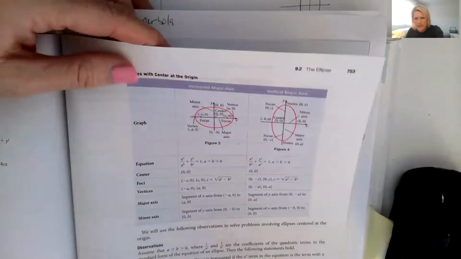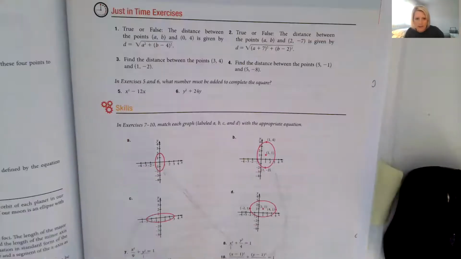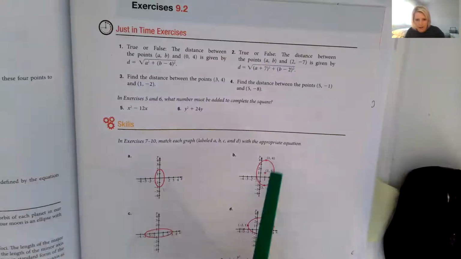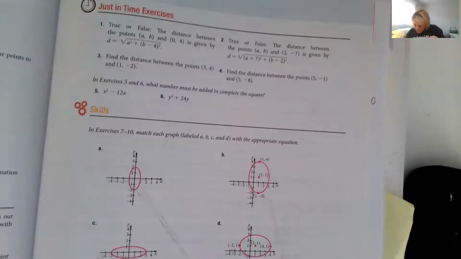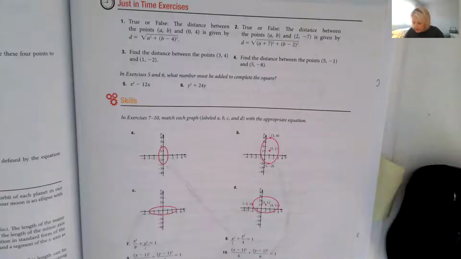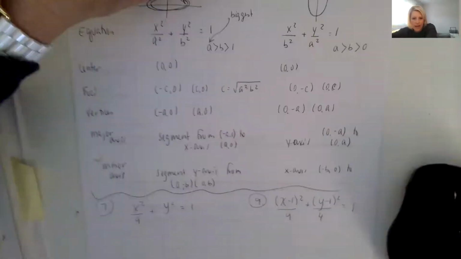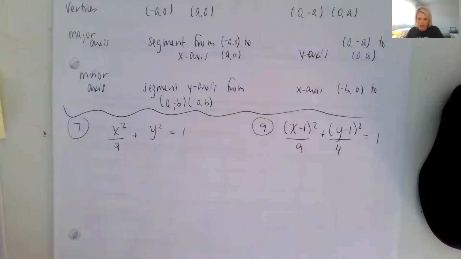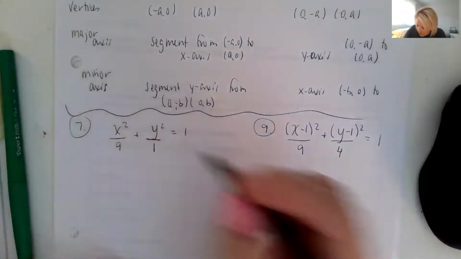So let's jump into some examples so that we can see what we're talking about. Problems 7, 8, 9, and 10 are looking at these four pictures and choosing which one matches. I'm going to do 7 and 9 with you. So 7 down here says x squared over 9 plus y squared, and let's just put that over 1.